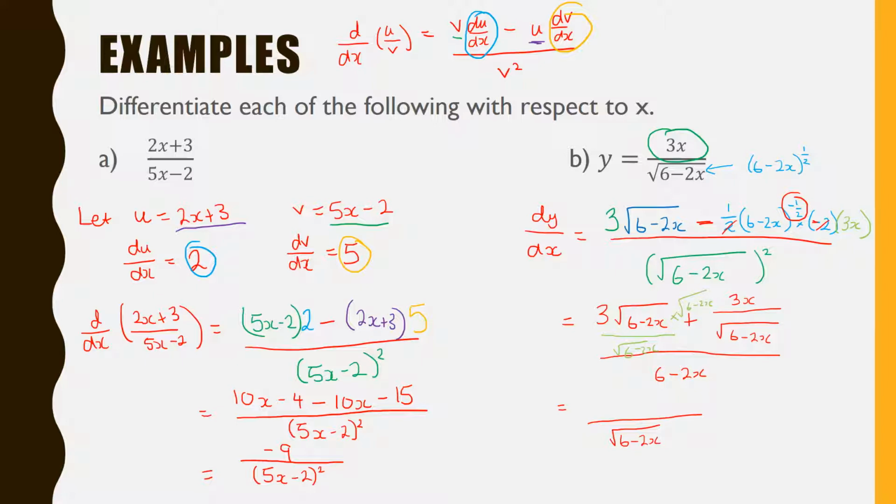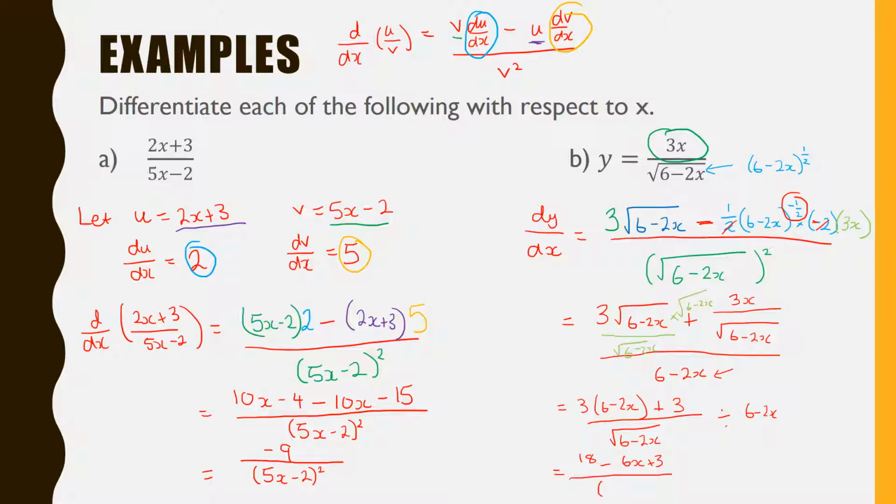So what I will get for my numerator here is 3 lots of 6 minus 2x, because if I've got the square root of 6 minus 2x times the square root of 6 minus 2x, this gives me 6 minus 2x, plus 3, because that already has our common denominator. And we're dividing that by the denominator of our original fraction here, 6 minus 2x. If we simplify the numerator, I will have 18, expanding here, 18 minus 6x plus 3 over square root of 6 minus 2x.